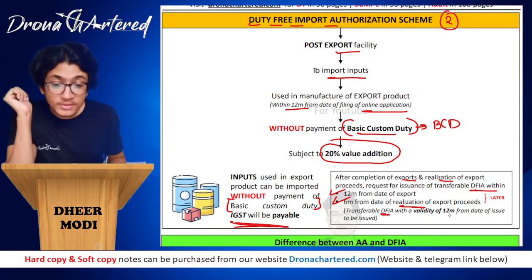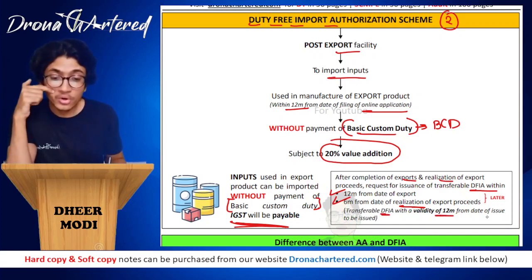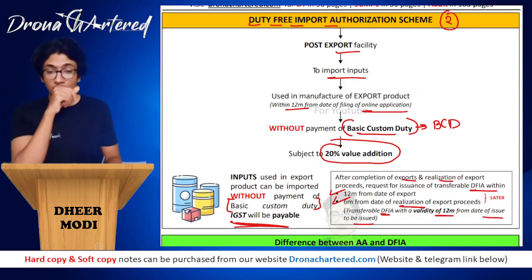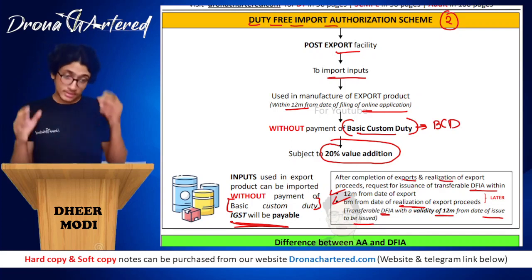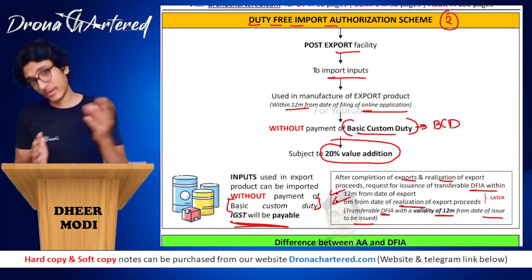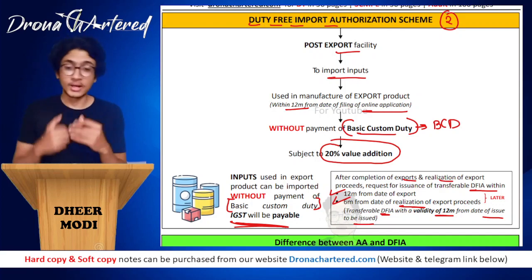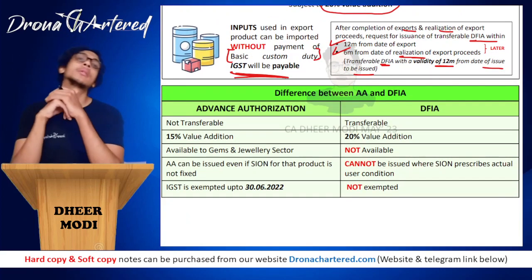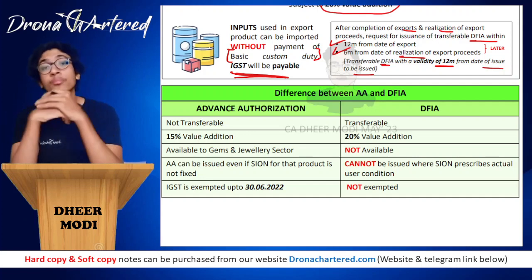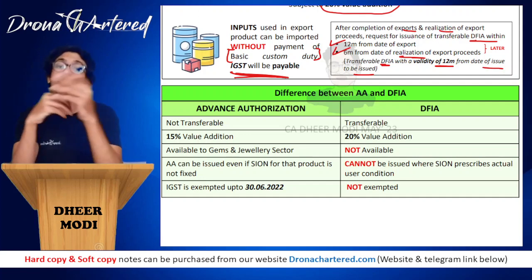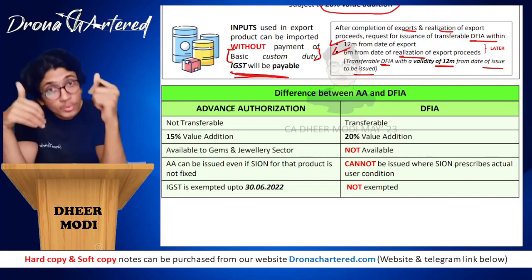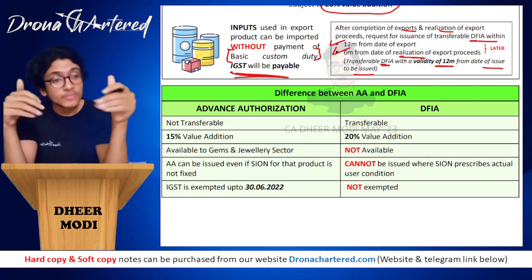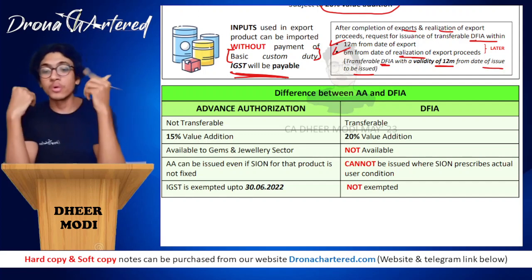Transferable DFIA with a validity of 12 months from the date of issue is to be issued. That means what you have received, you can also give to someone else. This is transferable. You are allowed to sell this. Now, what is the difference between your advance authorization and your duty-free import authorization? Because you will tell me, both of them are the same. We are importing items for something that we are going to export. So now what is the difference?